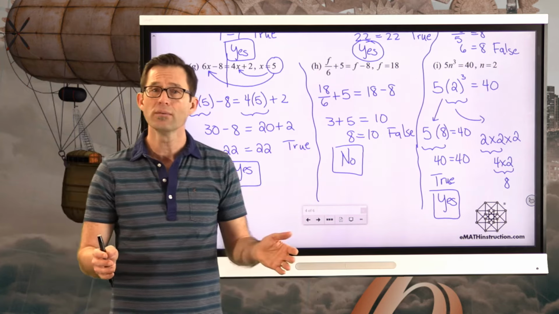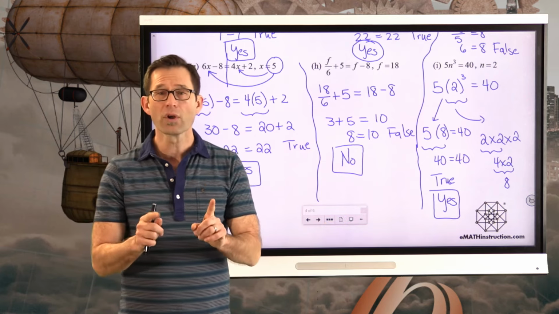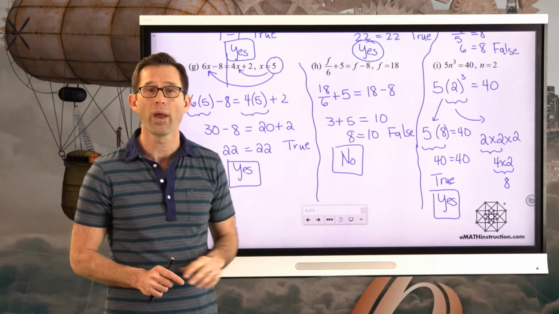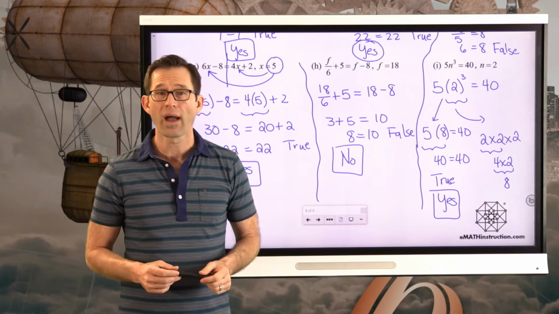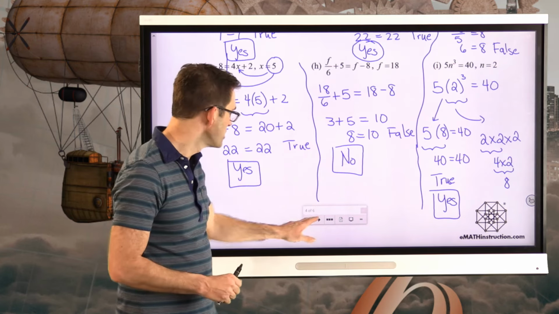But mistakes happen, right? We can make a mistake in what we do, but never forget that by taking the value of the variable and substituting it back into the equation, you can see whether or not you actually have a solution to the equation. All right? So let's keep going.